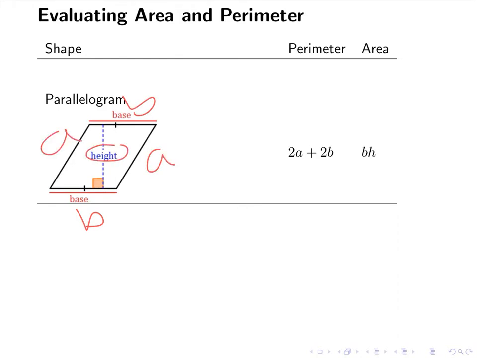The height is the perpendicular height of our parallelogram, so it creates a right triangle with the base. Okay.